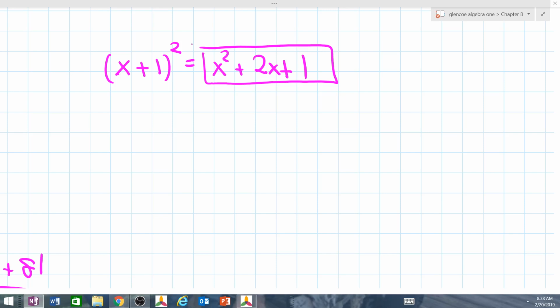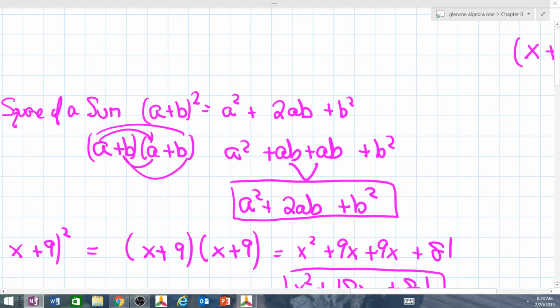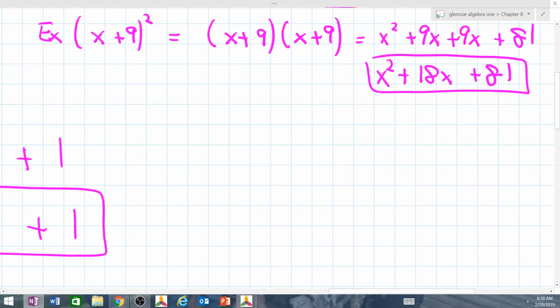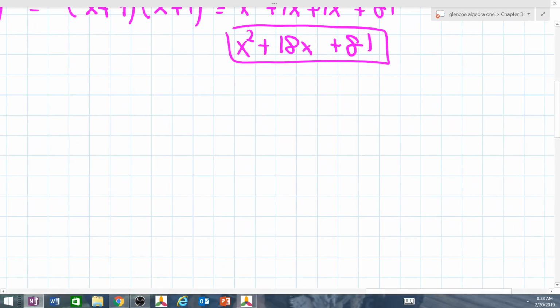And who would like to share an answer with the class? Thank you in the back. Yes, what did you get? X squared plus 2x plus 1. X squared plus 2x plus 1 is correct. So that, my friends, is the square of a sum. Now let's look at the square of a difference.